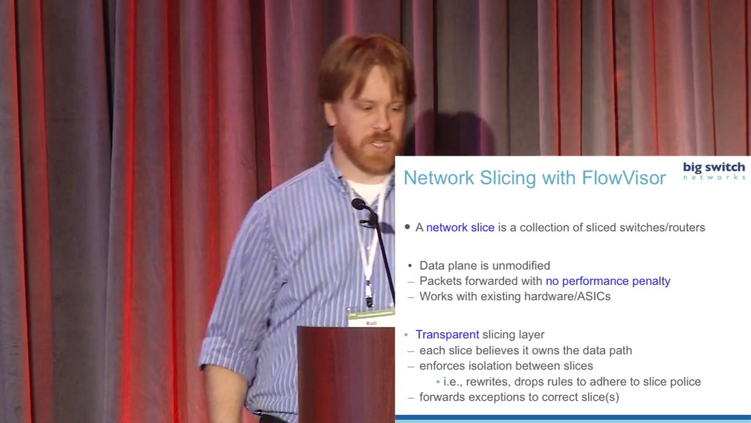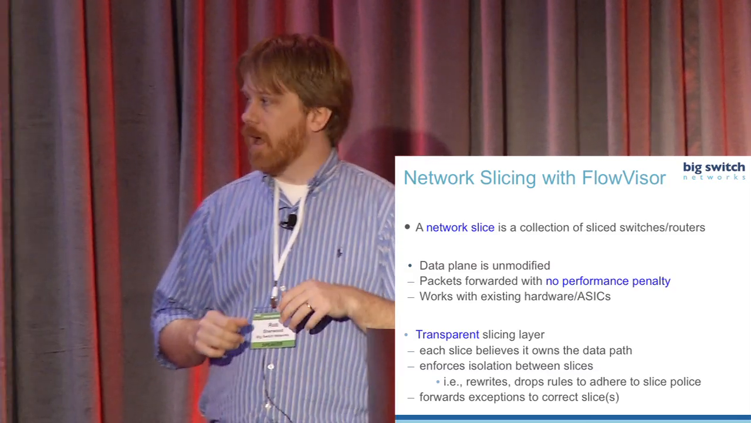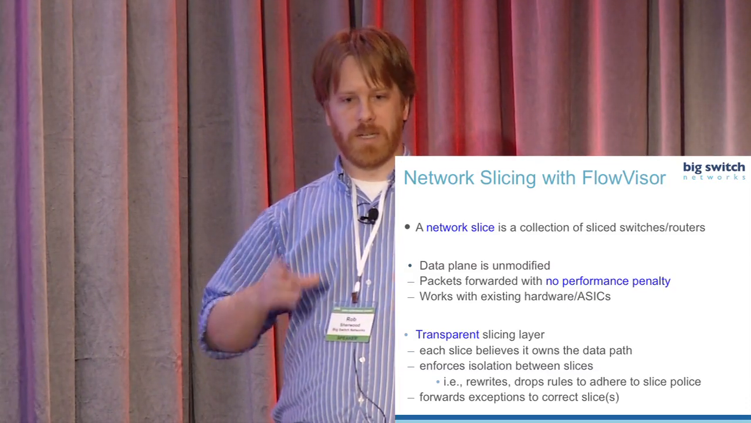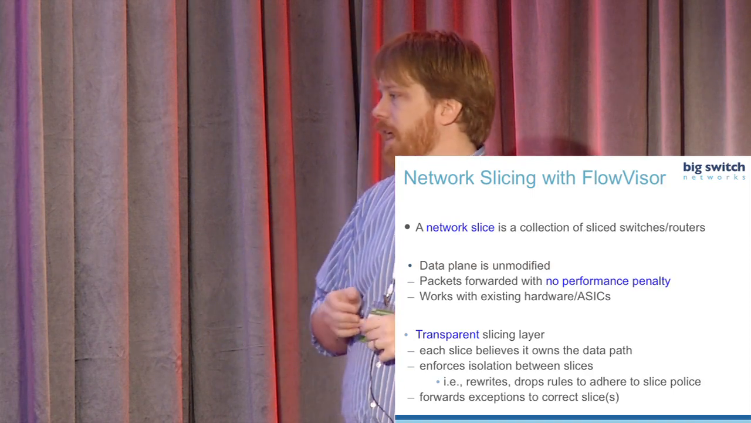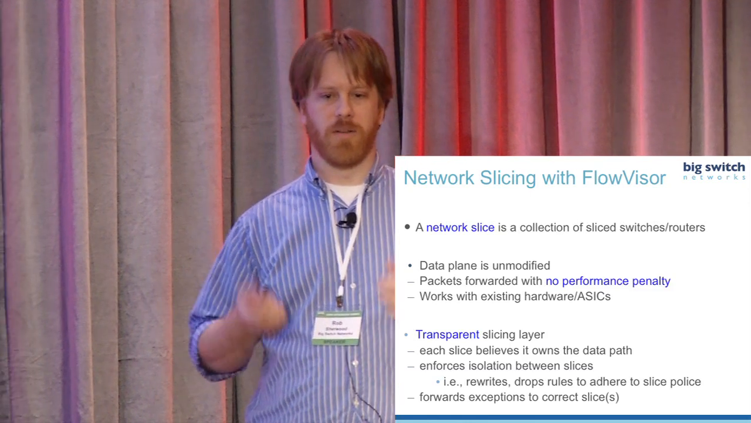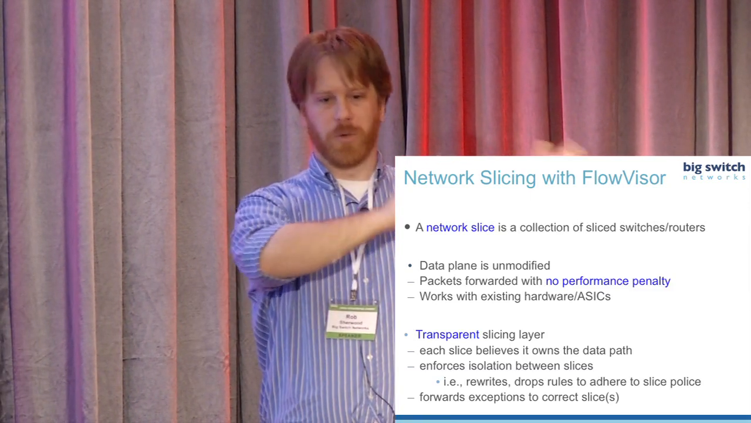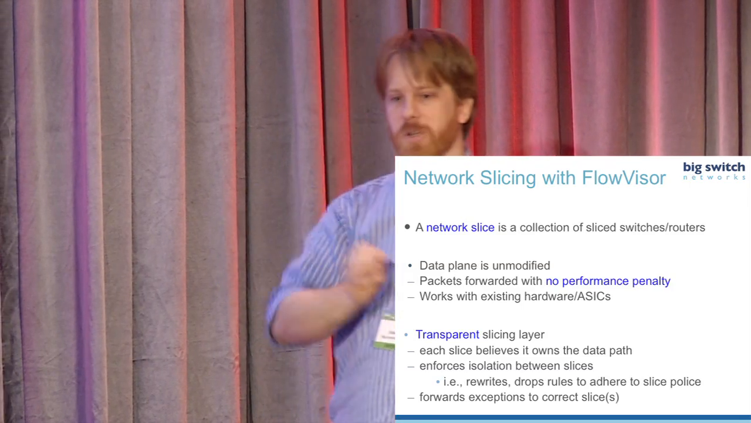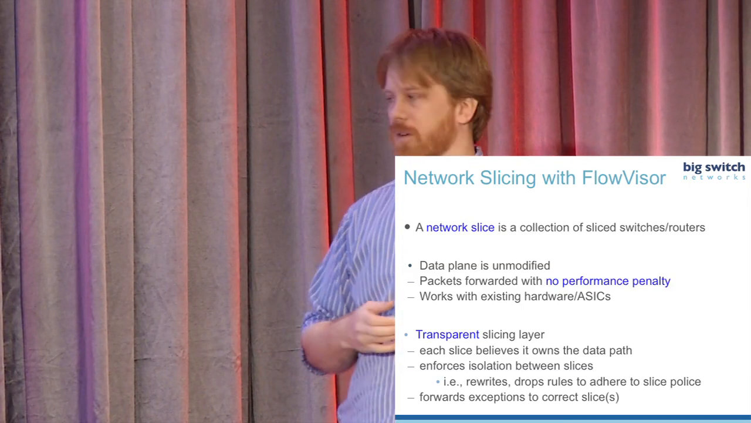This works as a transparent virtualization layer. Each slice believes it has complete control over each switch in your network. The critical thing is that it actually enforces isolation between these slices. So if one virtual network goes crazy, gets compromised, or is just buggy, there actually is enforced isolation so that the other slices can continue to operate.